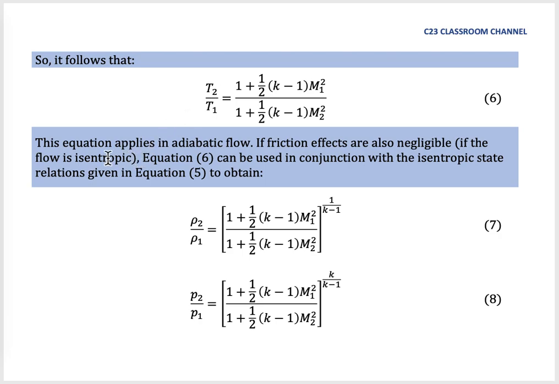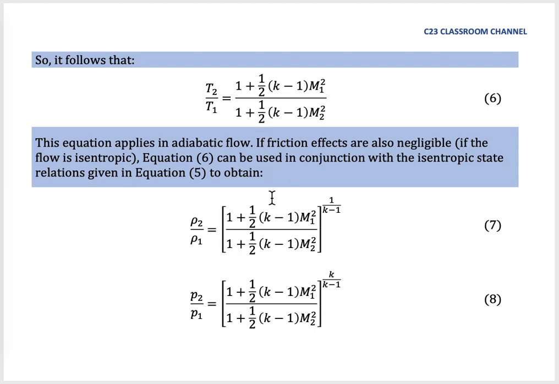This equation applies in adiabatic flow. Friction effects are also negligible if the flow is isentropic. Equation 6 can be used in conjunction with the isentropic state relations given in equation 5 to obtain rho 2 over rho 1, which becomes 1 plus 1 over 2 (k minus 1) Mach number 1 squared over 1 plus 1 over 2 (k minus 1) Mach number 2 squared, with the power of 1 over k minus 1. And to calculate the value of pressure 2 over pressure 1, we can use this equation: 1 plus 1 over 2 (k minus 1) Mach number 1 squared over 1 plus 1 over 2 (k minus 1) Mach number 2 squared, with the power of k over k minus 1.